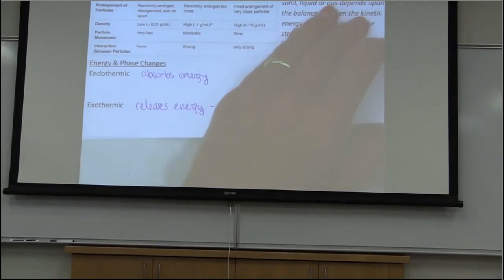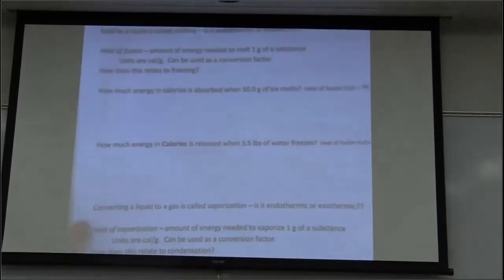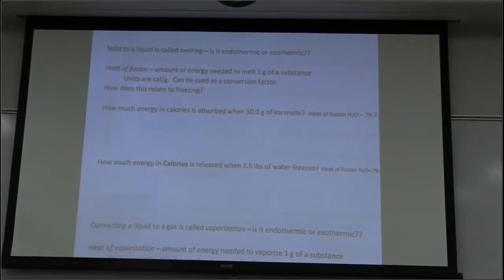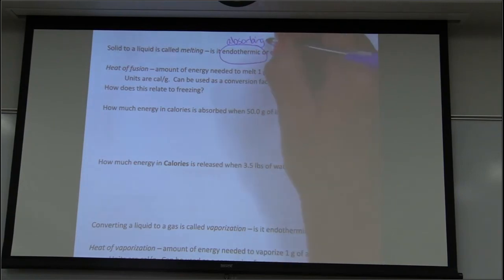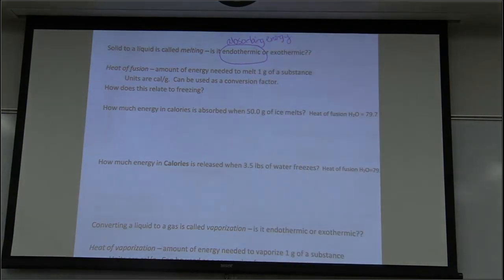So some changes that we see are melting and freezing and boiling and condensation. So let's look at what those would be. A solid to a liquid is called melting. Think about that very closely and tell me, is that exothermic or endothermic? Solid to a liquid. What do you have to have in order for a solid to go to a liquid? So was it endo or exo? Endothermic, because it is absorbing energy. It has to absorb energy in order to melt.